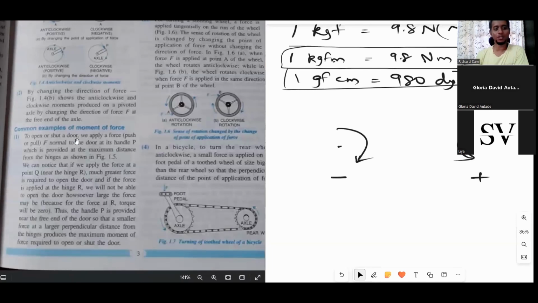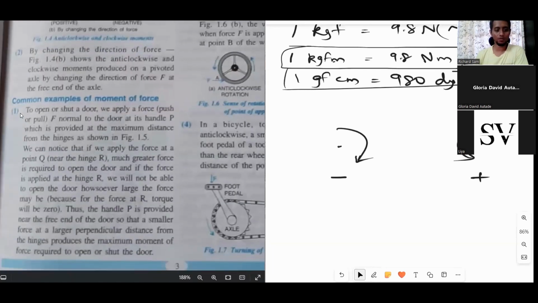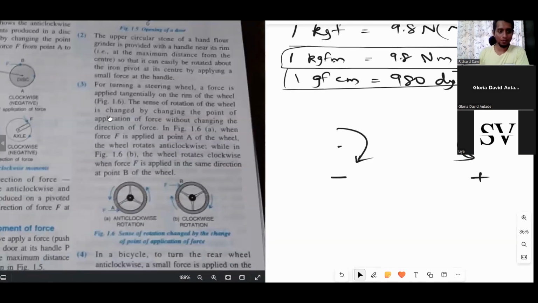Now let us see some examples of applying moment of force. The first example was opening and shutting the door. We already spoke about that, right? When you open and close the door, how can you increase the moment of force? Either by increasing the force that you're applying or by increasing the distance.